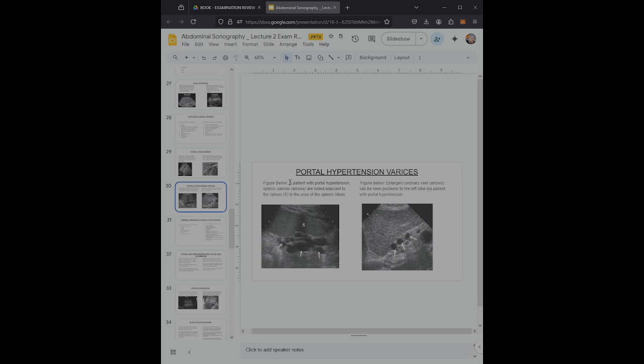And a patient in this case here with portal hypertension is seen with splenic varices, and these are noted adjacent to the spleen in the area near the splenic hilum. That is the spleen over there. We can have an enlarged coronary vein, and this is seen posterior to the left lobe in a patient with portal hypertension.